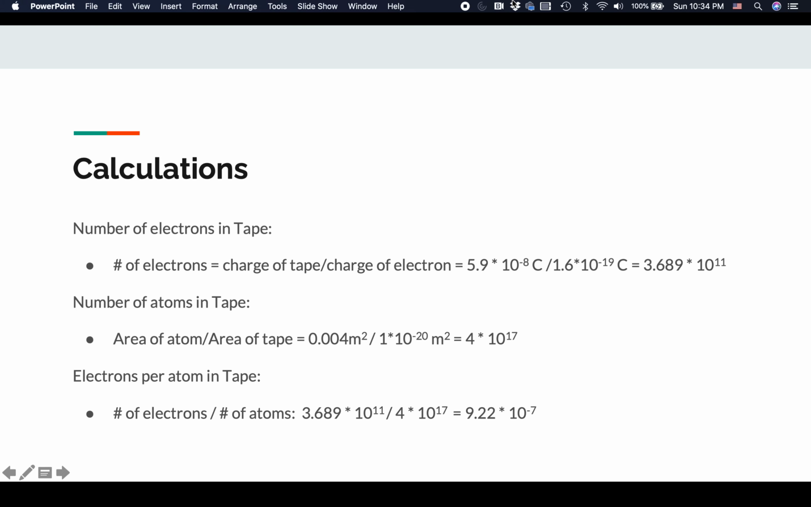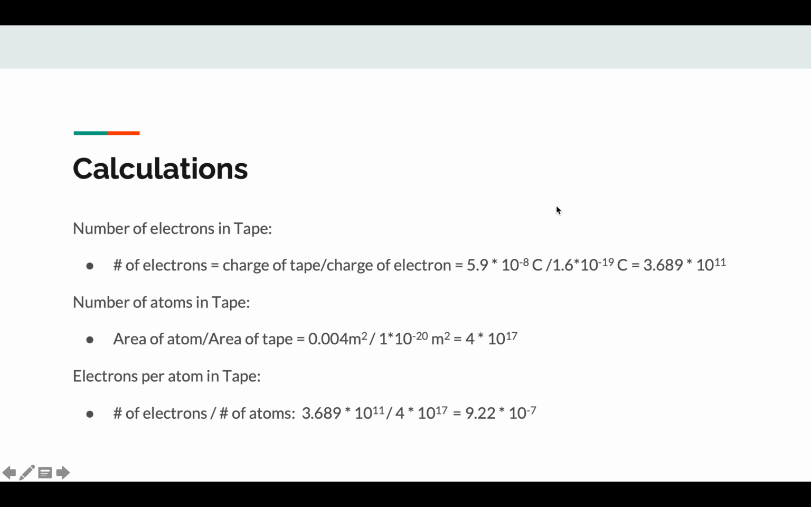And then for the number of atoms in the tape, I took the area of the tape and divided it by the area of the atom, which was provided to us in the lab report. So I got the number of atoms in the tape to be 4 times 10 to the 17th. And to find the number of electrons per atom in the tape, I divided the number of electrons by the number of atoms, and I got 9.22 times 10 to the negative 7th.